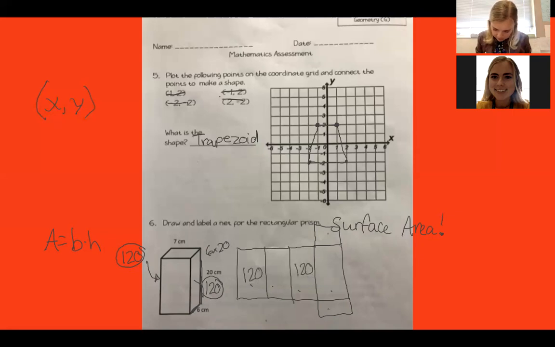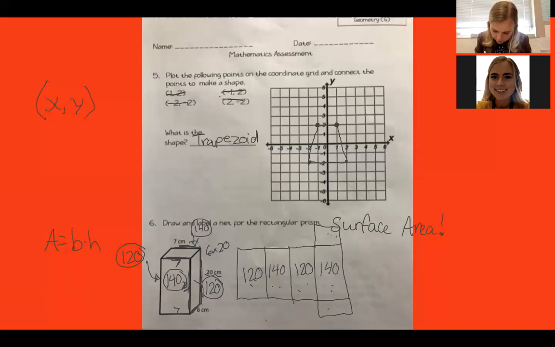Let's see. This side is 7. So that means this side is 7. That means my front face has a base of 7 and a height of 20, because this side's 20. So then we do 20 times 7. 20 times 7 gives us an area of 140 centimeters squared. So if the front face is 140, the back face is also 140. And these are all area. Okay, so we have 4 of the faces so far. We need to find 2 more face areas, and then we're going to add it all up.